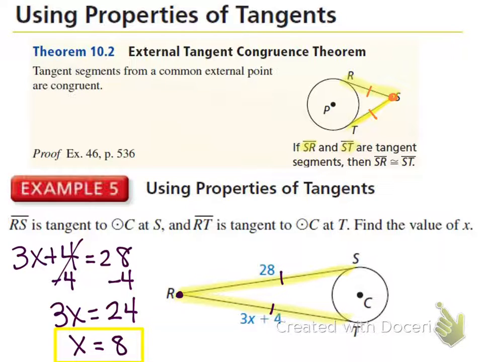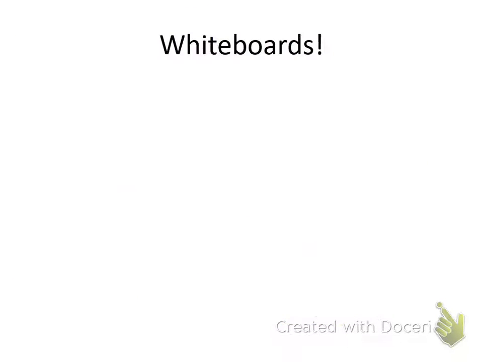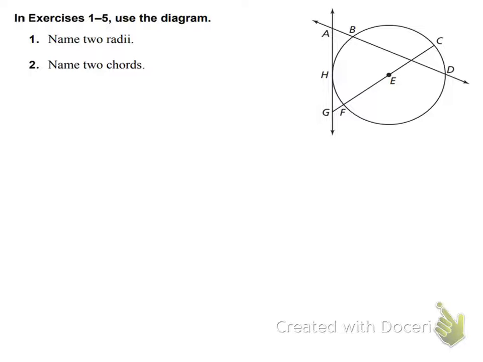So you're going to take out your whiteboard and your marker. We'll start with easy stuff and then work our way up. You can keep your notes out to reference. I probably would recommend it. We're going to start with this one. Name 2 radii and 2 chords. Two radii and 2 chords.